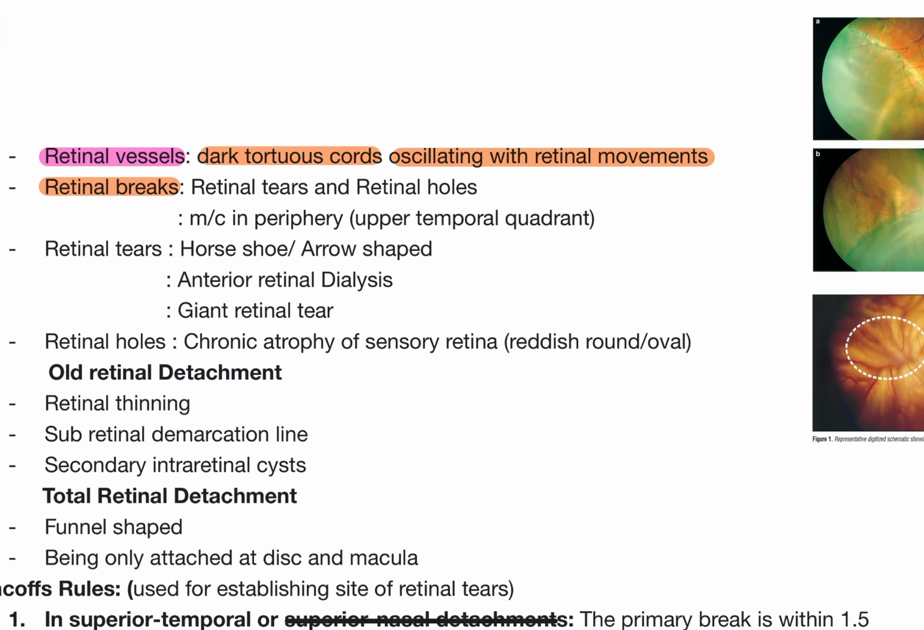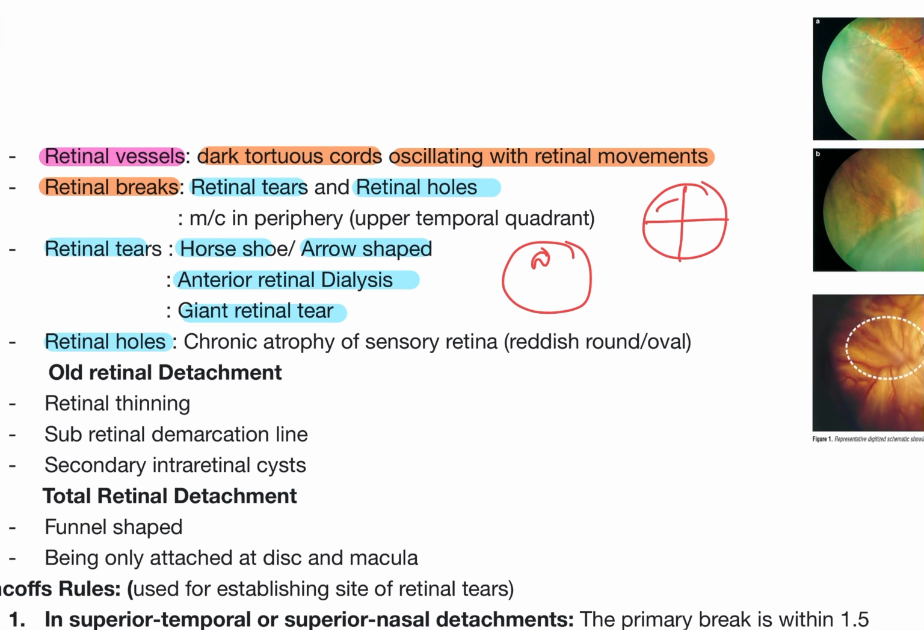Then retinal breaks. This is the most important diagnostic sign for rhegmatogenous retinal detachment. They may be in the form of retinal tears or retinal holes. Most commonly, if this is your right eye, we see them in the upper temporal quadrant. Retinal tears are mostly horseshoe shaped or arrow shaped, like this. Or you have something called anterior retinal dialysis or giant retinal tear.